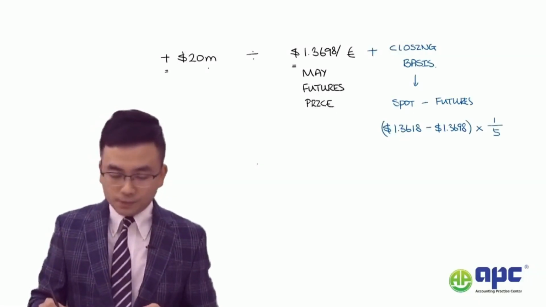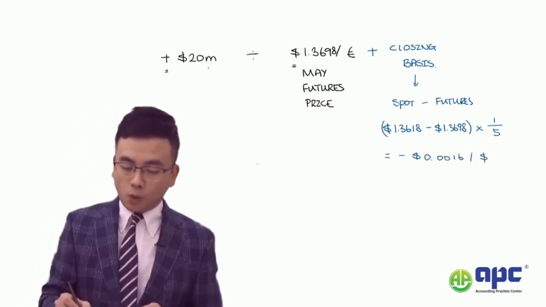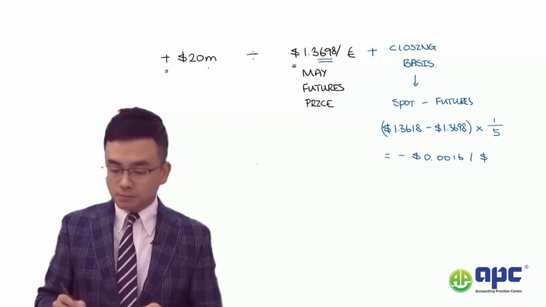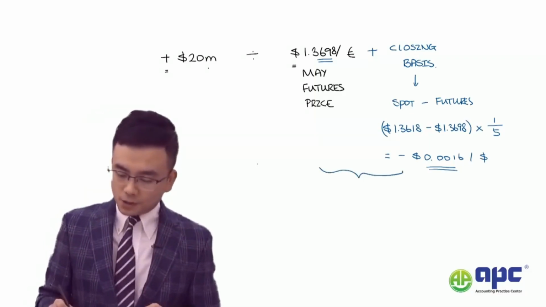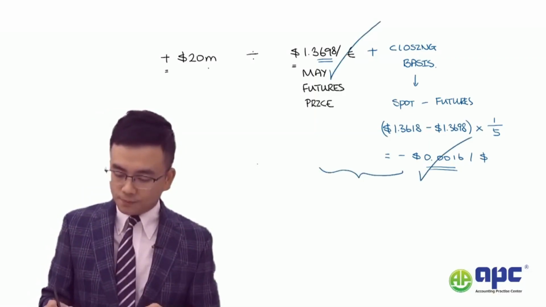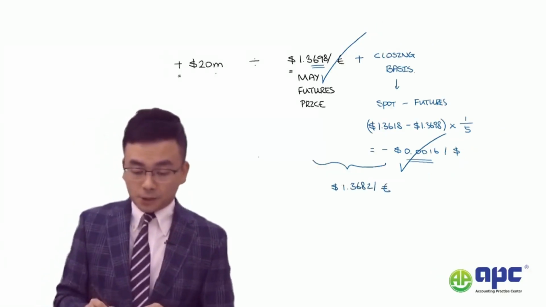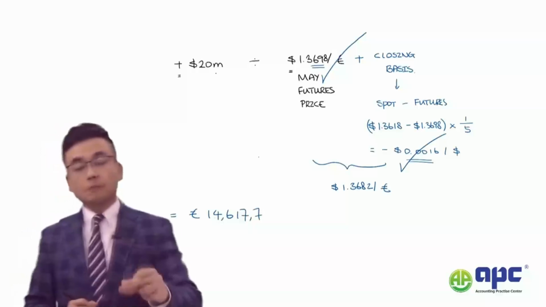And that becomes minus 0.0016. So what we're going to do is take 1.3698 and add minus 0.0016, because we take this plus the minus of that, and that becomes 1.3682. So we use 20 million divided by 1.3682, and that becomes 40,617,746. That's how we do it.